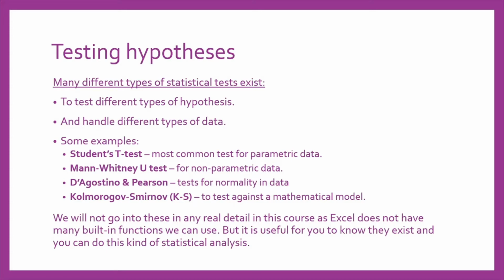Now we have our two hypotheses, we have to select a test. Now in statistics, there's many different kinds of tests that exist, and they test different kinds of hypotheses, and they test different types of data. I've put some of the more common examples of tests on screen, and as you can see, some of them, such as the student t-test, are commonly used for parametric data, whereas the Mann-Whitney U-test is used for non-parametric data. However, in this course, we will not go into a lot of detail on these, and that's because Excel doesn't have many of these tests built in as functions. However, it's incredibly useful for you to know that these tests exist and that there are multiple kinds of tests available. A quick Google or search on the internet will show you which tests can be used for what type of data.